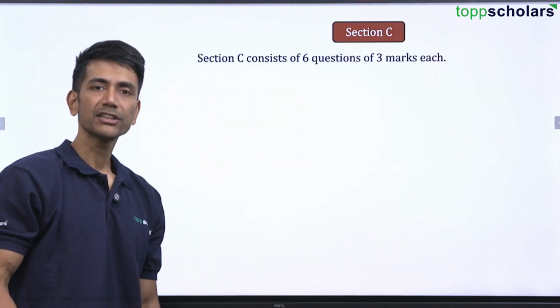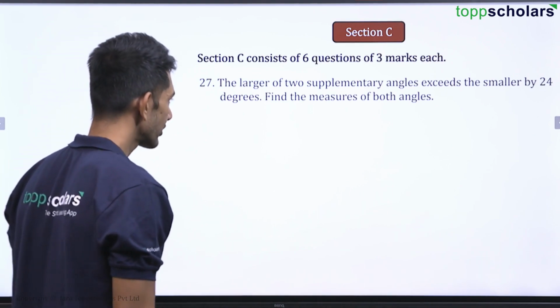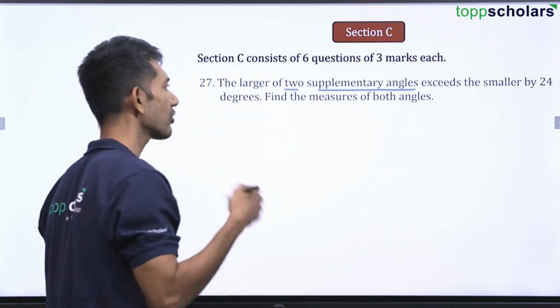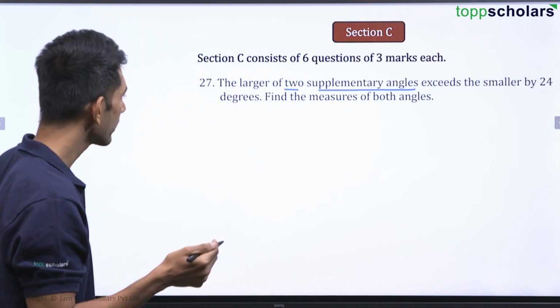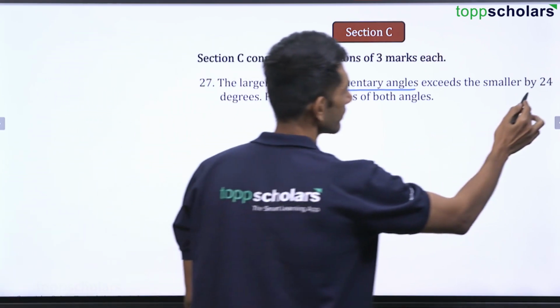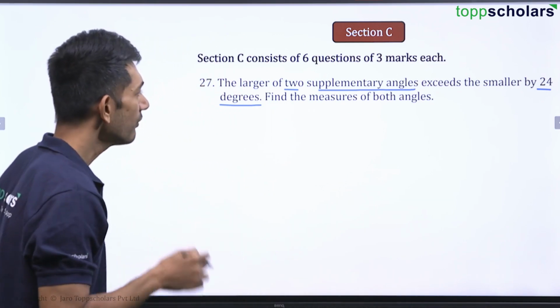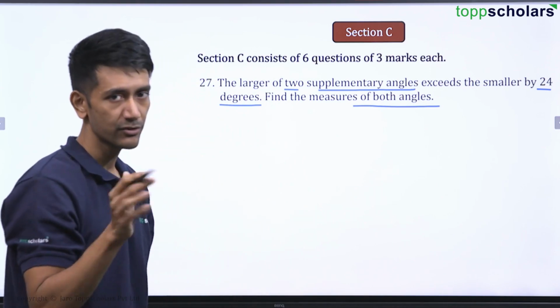Now let's move on to the next question of section C. Again 3 marks. It says the larger of two supplementary angles exceeds the smaller by 24 degrees. Find the measures of both angles. We are supposed to find out the measure of both the angles.